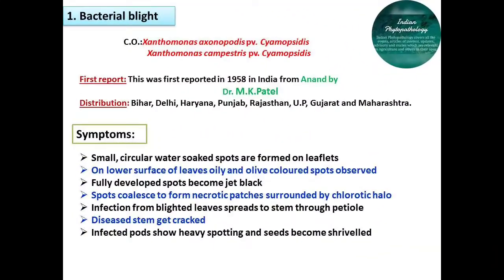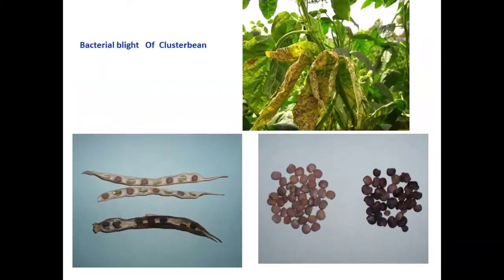The next most important disease of bean is bacterial blight. Now we will see the bacterial blight of cluster bean, and its causal organism is Xanthomonas axonopodis pathovar cyamopsidis. This disease was first reported in 1958 in India from Anand by Dr. M.K. Patel, and it is a widely distributed disease.